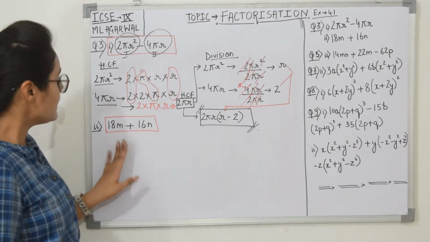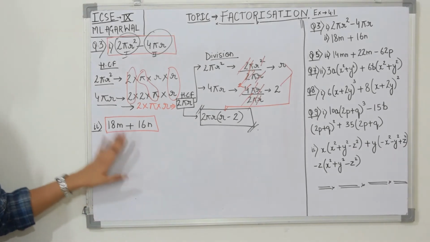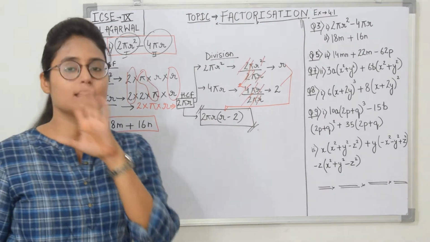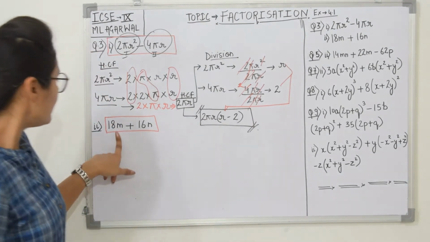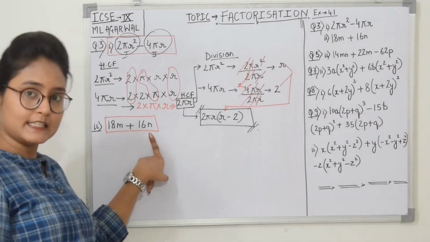Okay. Now let us begin with the second part of this question. The second part of this question also seems a little bit different. It is not different in any other term. The only difference it is making here is that the first term of the polynomial is 18m. The second term of the polynomial is 16n.